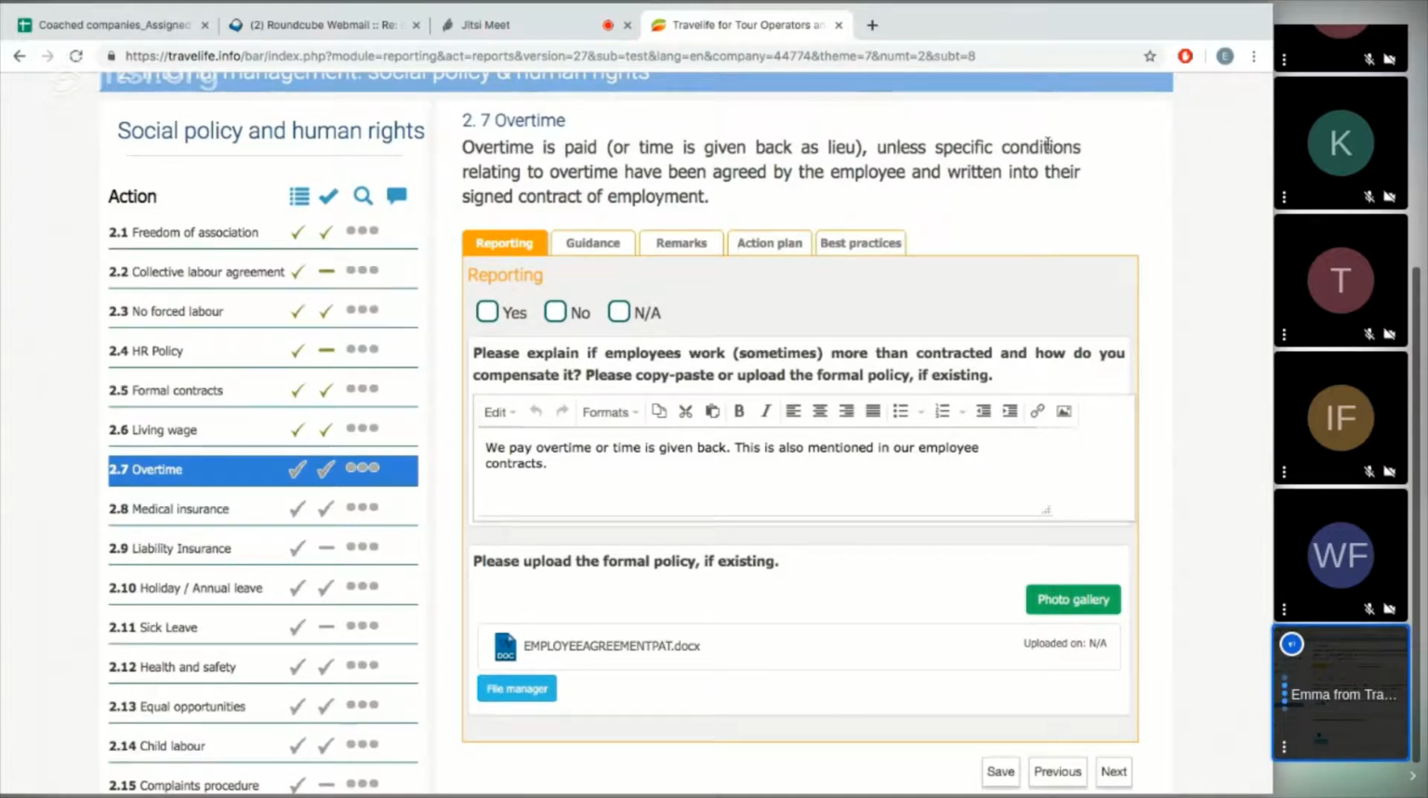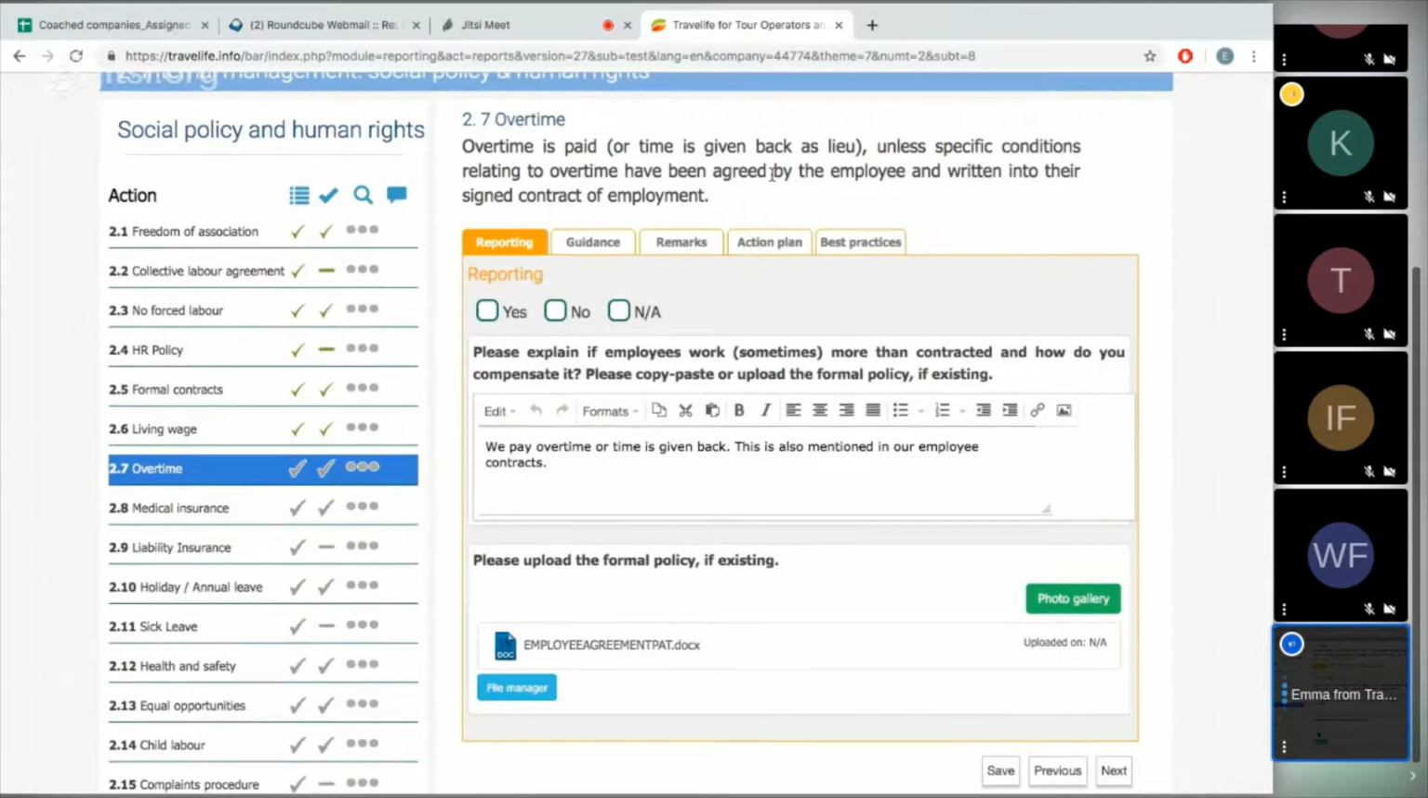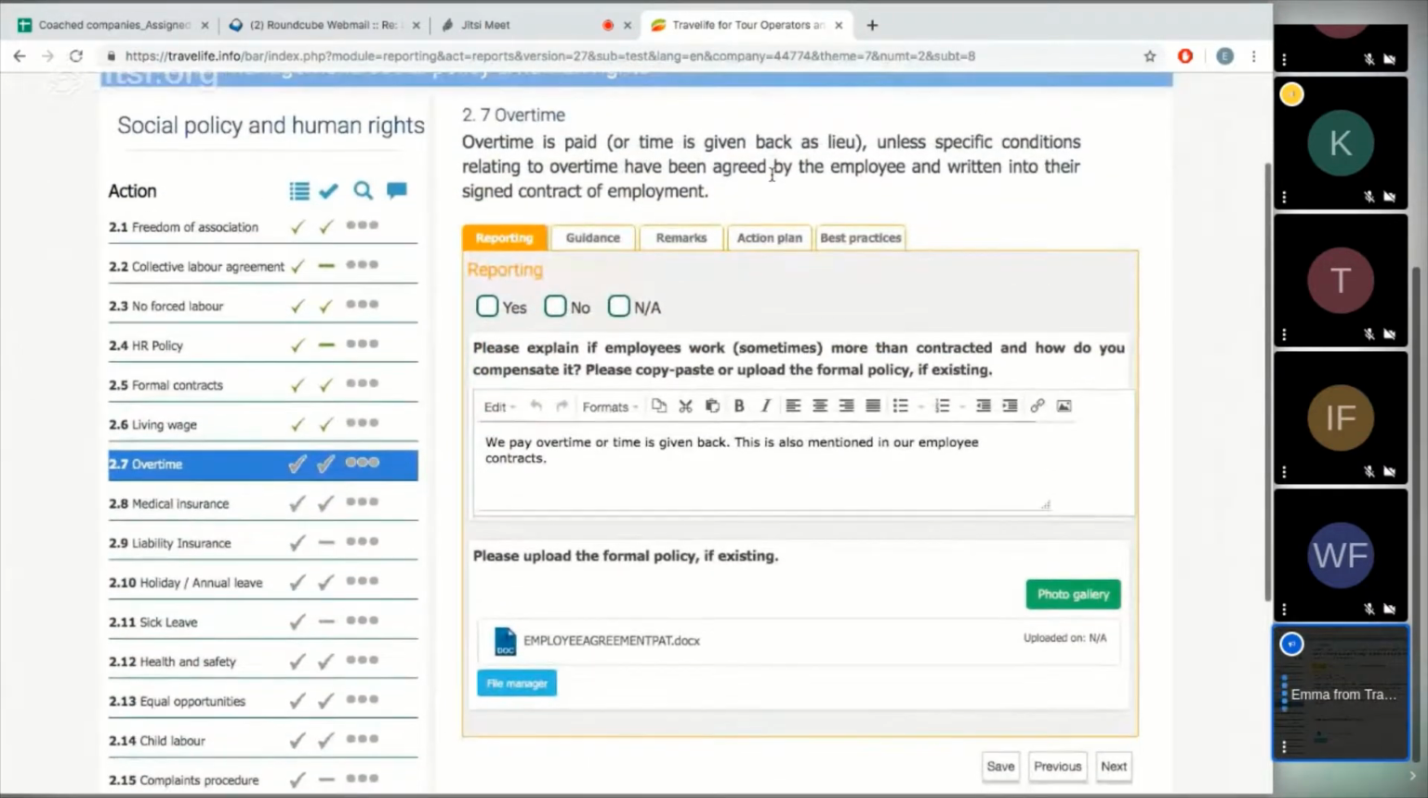Unless specific conditions regarding overtime have been agreed by the employee and written in their signed contract of employment. So probably for some companies you have written down in your employee contract how you would deal with overtime. Then please attach the employee contract and specify where we can find this in your contract.